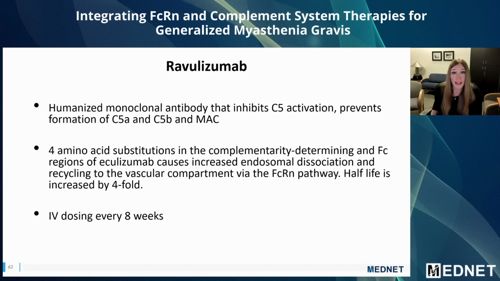So then from then on, there was ravulizumab. So this was developed to allow a little less frequent dosing. So instead of every 2 weeks IV, it's every 8 weeks. And just to keep in mind, this is a monoclonal antibody that does inhibit C5, but it goes through the FcRn pathway for recycling in order to extend that half-life. So then that you have to account for.